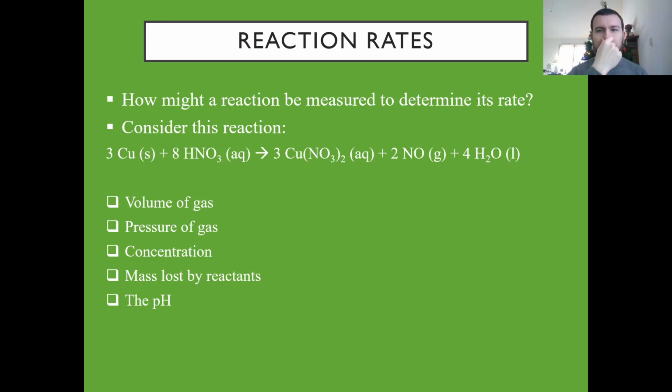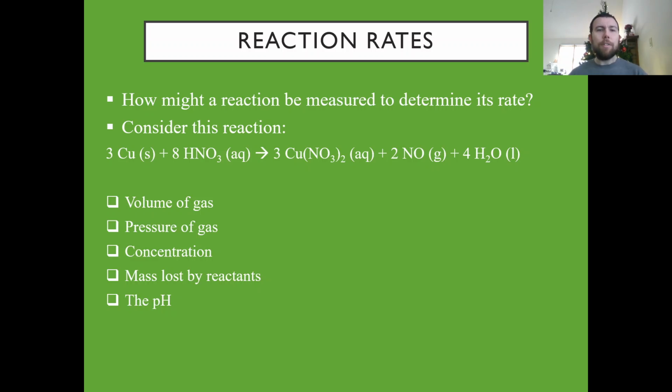Now, something for you to consider: we said on the previous slide that concentration is the most common way that we're going to be looking at reaction rates. But when we take a look at this particular reaction, all of the things that we've listed below it, volume of gas, pressure of gas, concentration, mass loss by reactants, and pH, could also be used to determine the reaction rate.